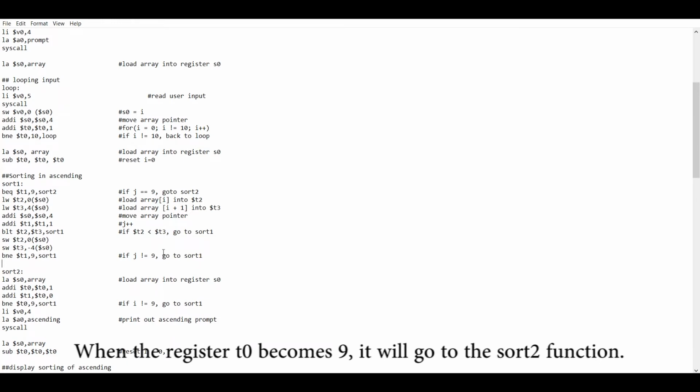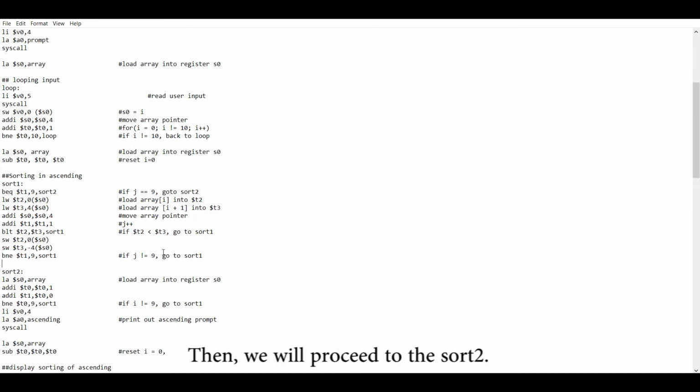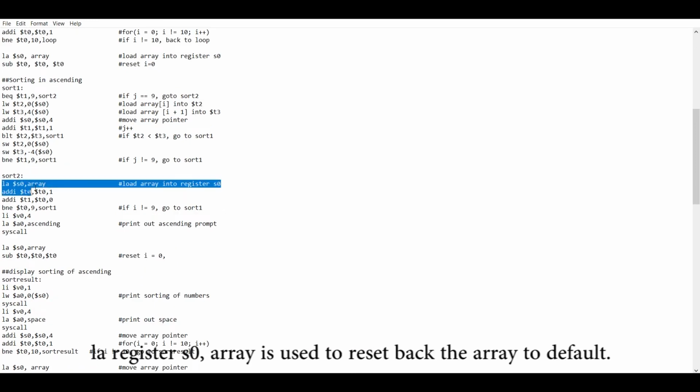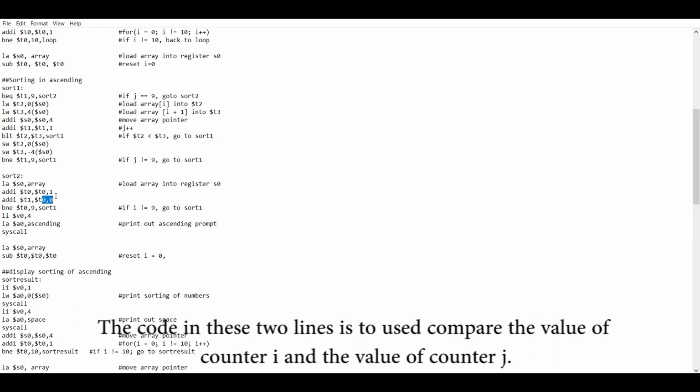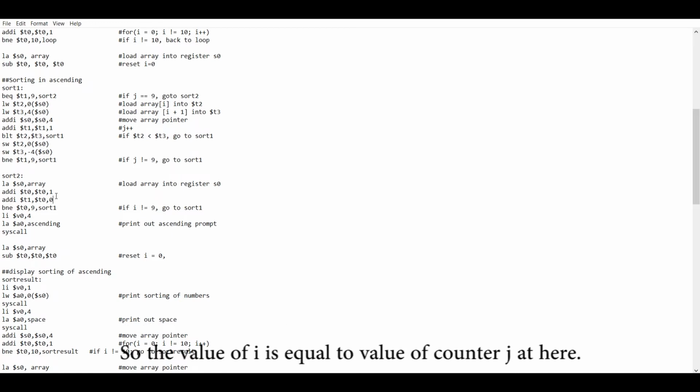When the register T0 becomes 9, it will go to the short 2 function. Then we will proceed to the short 2. LA register S0 array is used to reset back the array to default. The code in these two lines is used to compare the value of counter I and the value of counter J. So the value of I is equal to the value of counter J here.